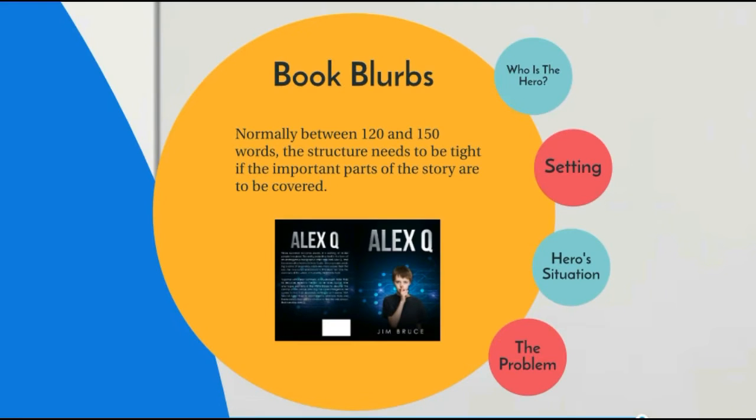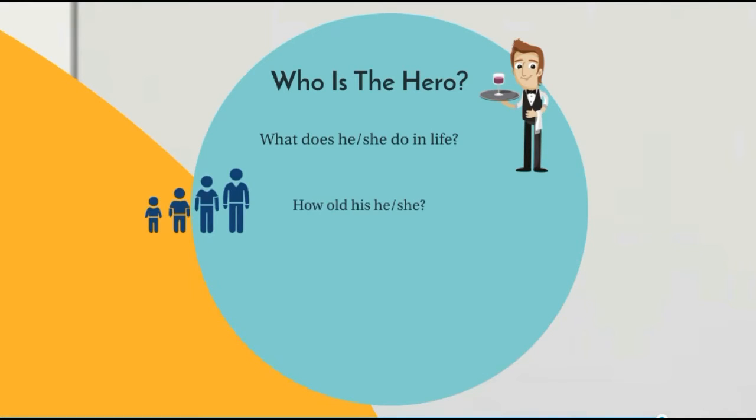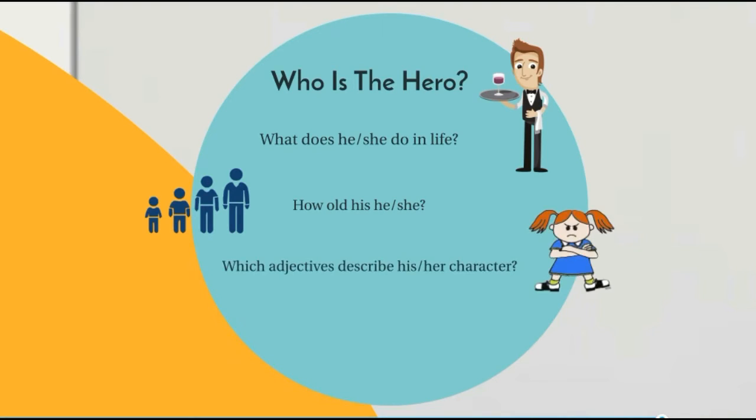Let's begin. So, who is the hero? Give a brief outline, starting with his role in life. Does he have a job, for example? How old is he? How would you describe their character? Of course, our characters are complex, but each of us has 1 or 2 characteristics that are stronger than the others.